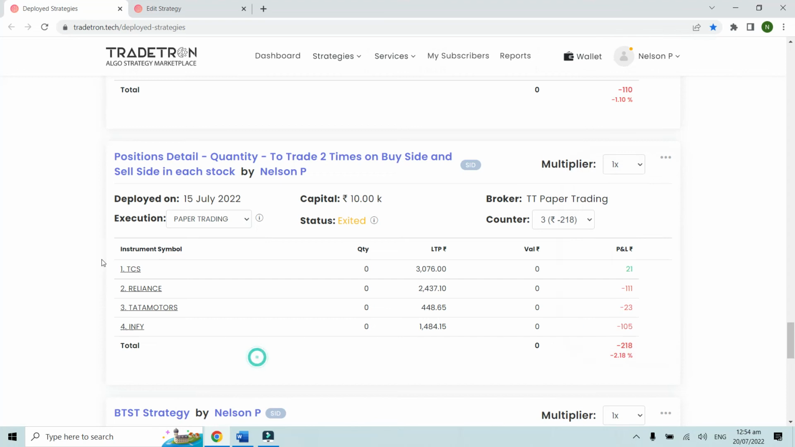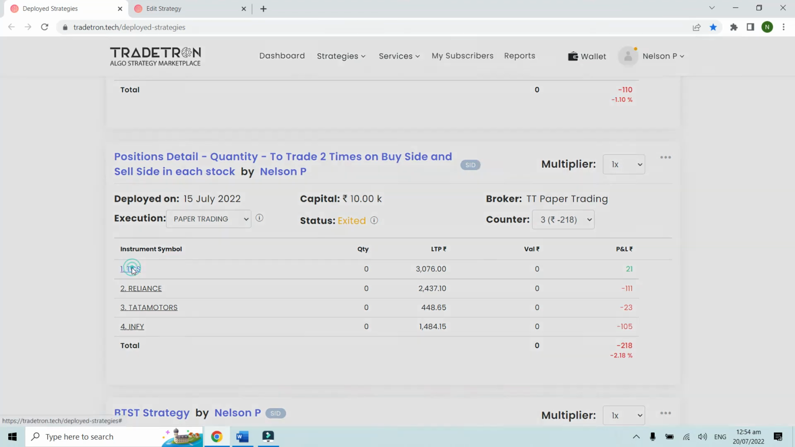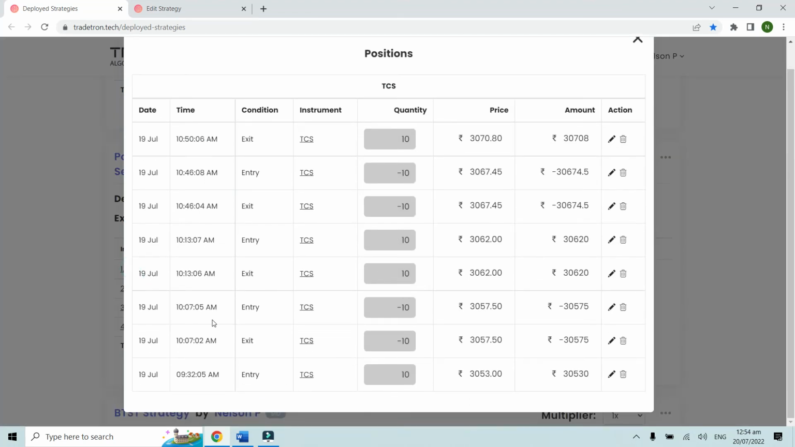Let's go through each share. First of all, let's see TCS. As you can see in TCS, it first entered on the buy side at 9:32 a.m. It exited the buy side at 10:07 a.m., when the super trend crossover changed. Since this was a super trend crossover on the downside, it entered on the short side. Again it exited the short position at 10:13 and entered on the long side, because again it was an upside crossover.